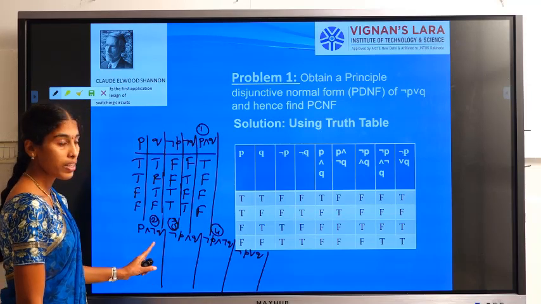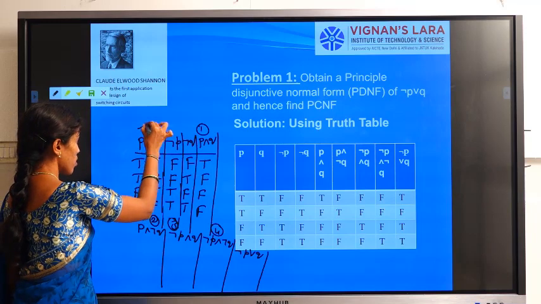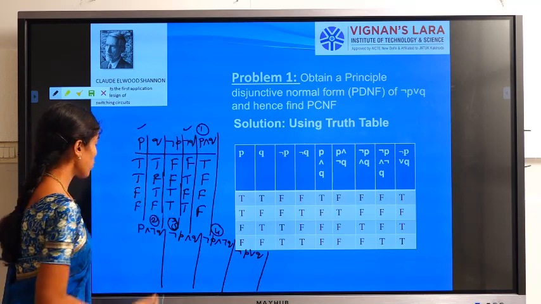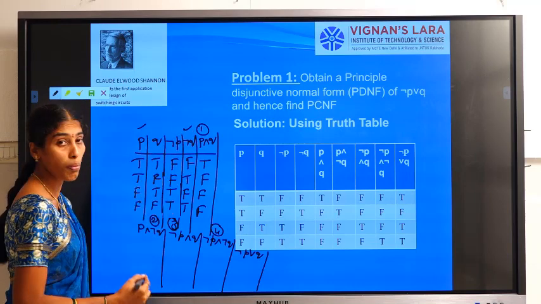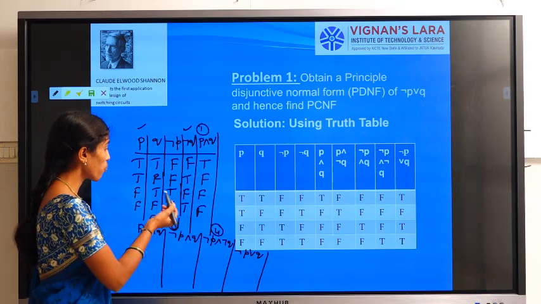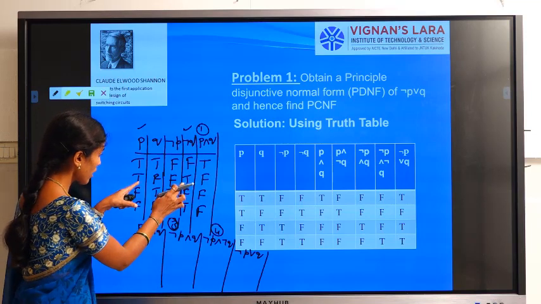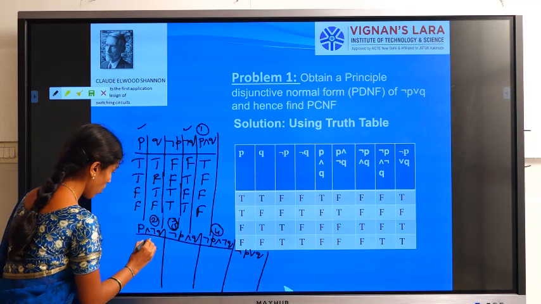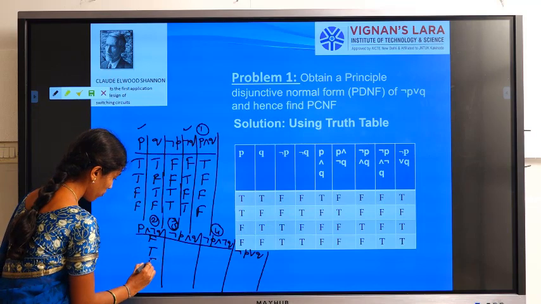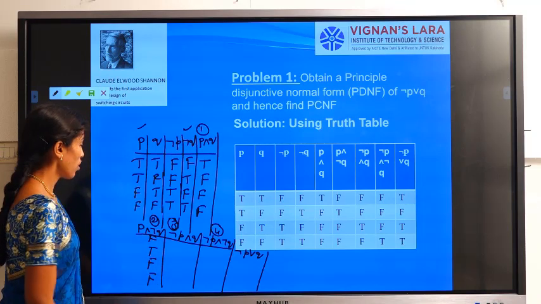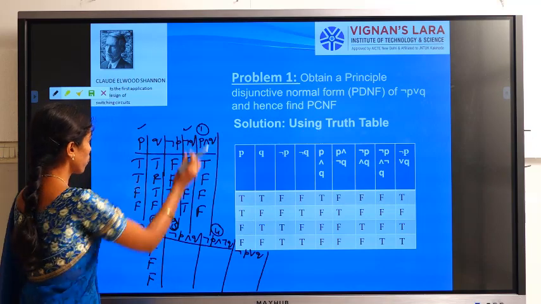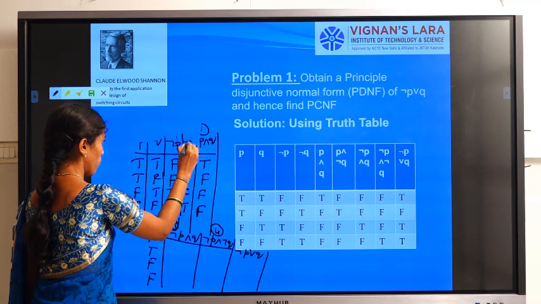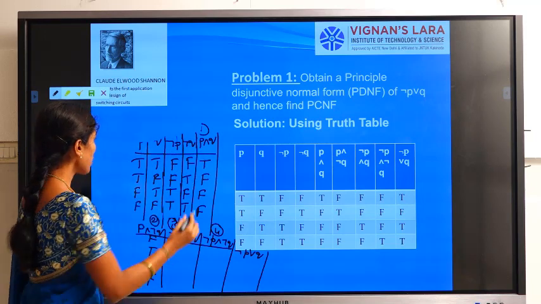Next, P and negation Q means for the first column and fourth column, we use the conjunction table, P and negation Q, because it is again and, so if both are true, it is true. That is the case in the second one, both are true. In the remaining cases, it is false. Next, negation P and Q.